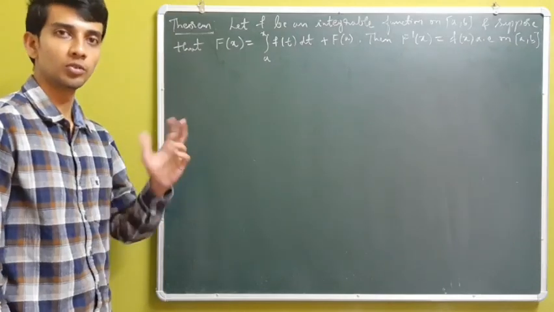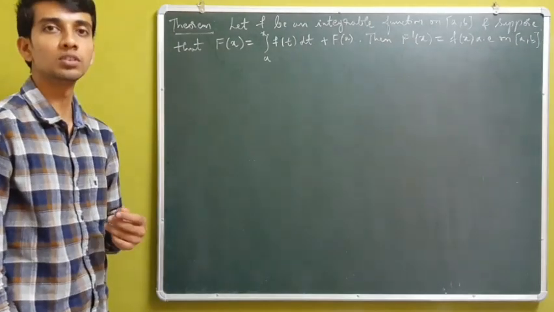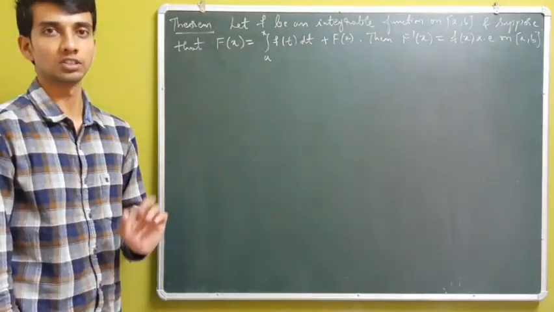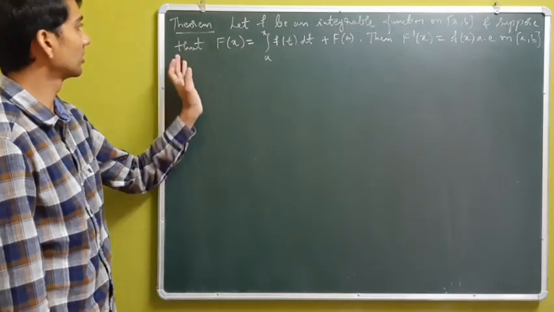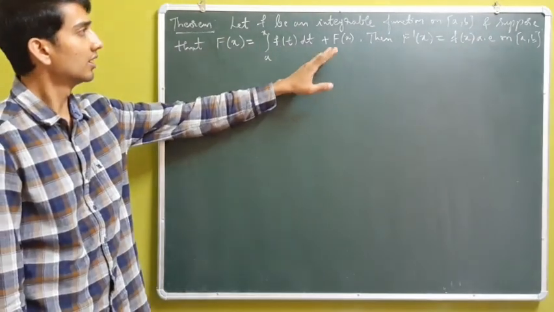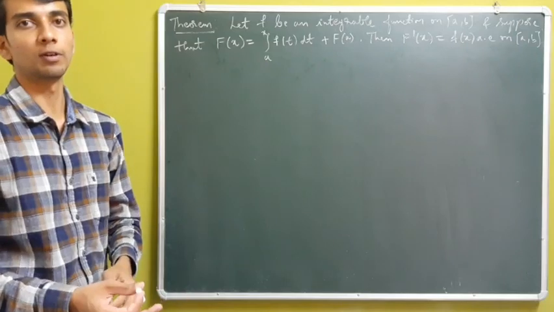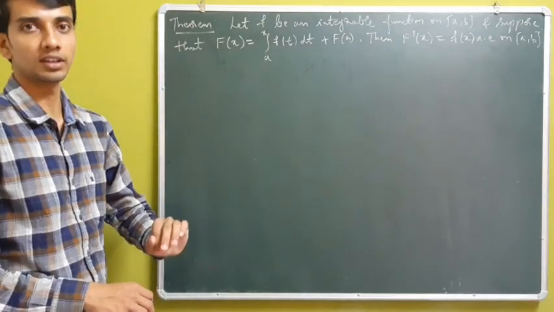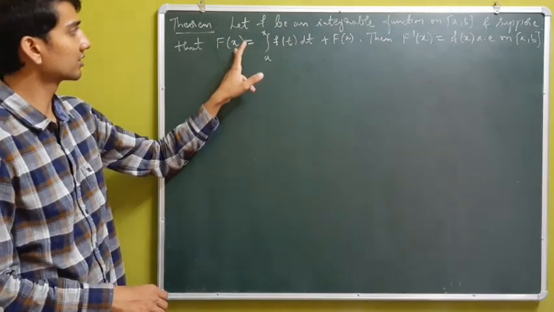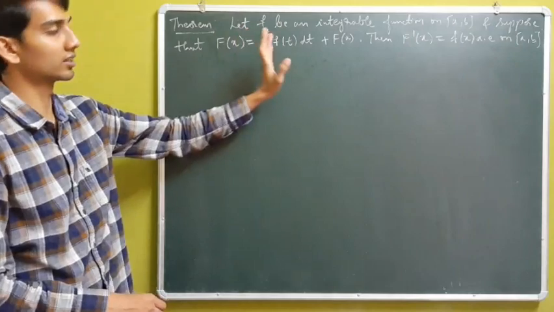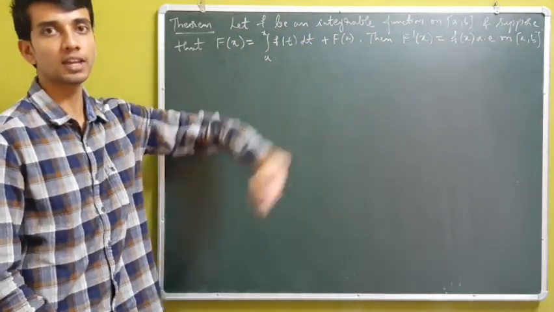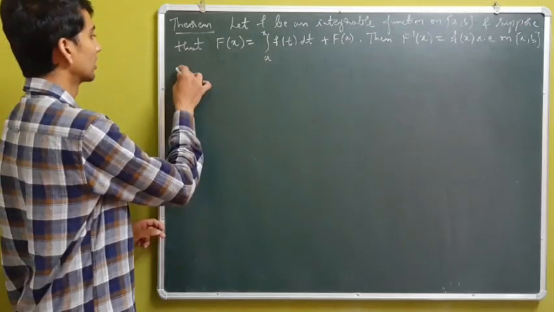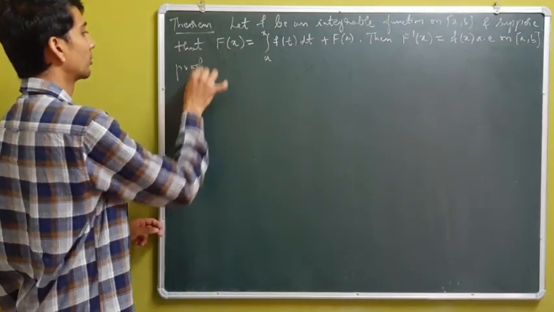Now with the knowledge of those three lemmas, we are capable of proving this theorem, and the theorem states as follows. Let f be an integrable function on the interval, and suppose f of x is defined as the integral of f of t over a to x plus f of a. Then f dash of x equals f of x almost everywhere on [a, b]. So having the knowledge of those three lemmas, the proof follows.